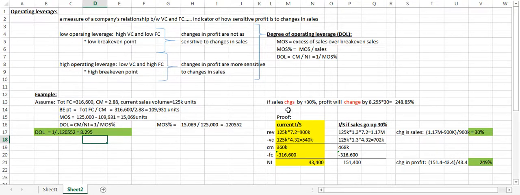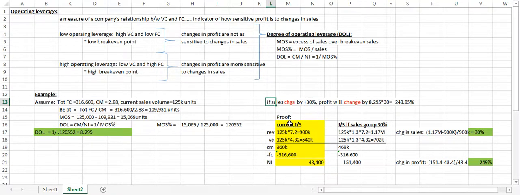Here's a quick illustration. Assume that sales were to go up by 30%. So that's a change of 30%. We can say that profit will change by 248%, or 249% roughly, which is the degree of operating leverage times that 30% that we're describing here.